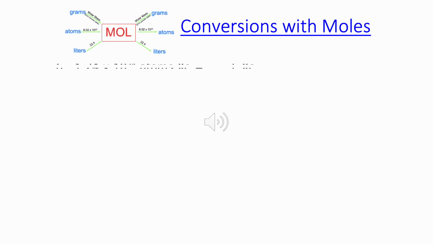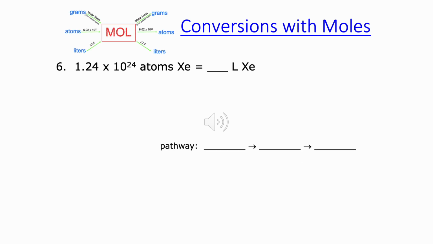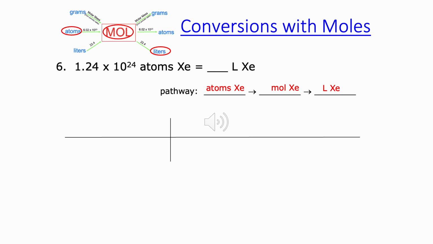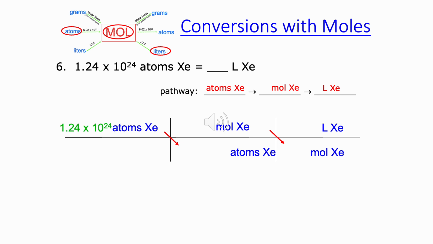Last problem. We're starting with atoms this time. And then we're going to liters. So we're going to go next to moles and then to liters. Starting with atoms, we need 2 lines down. We have 2 arrows in our pathway. Units go across top, atoms, moles, liters. Then they go diagonally. Atoms, moles. Then we can start filling in our numbers.